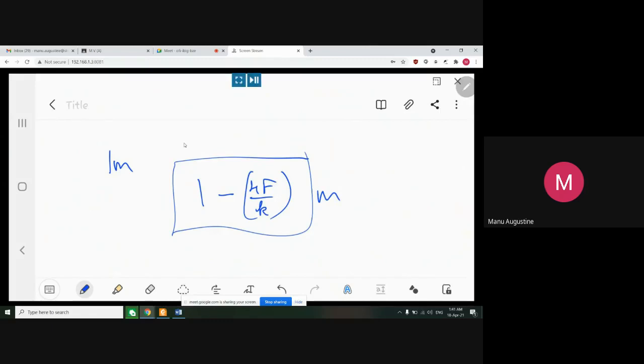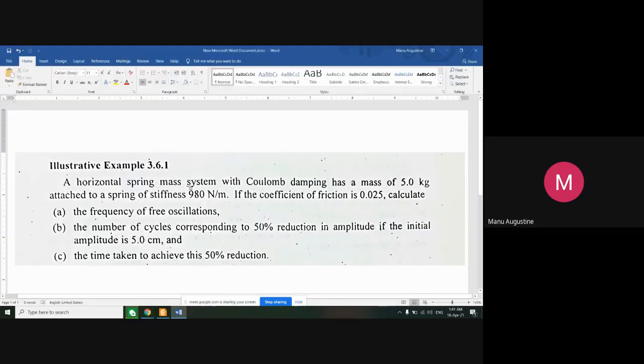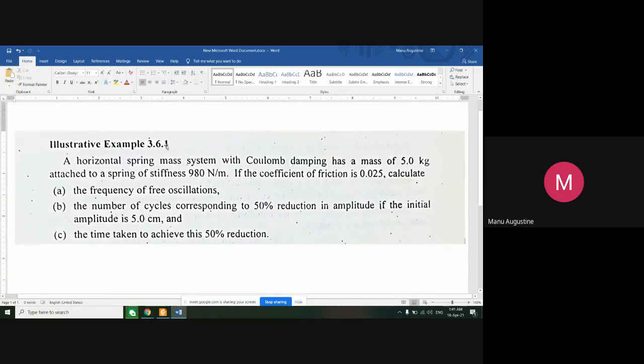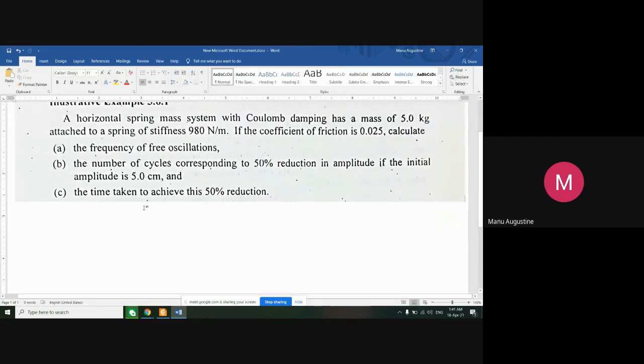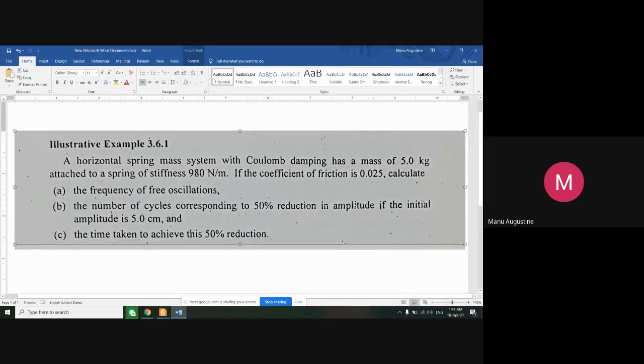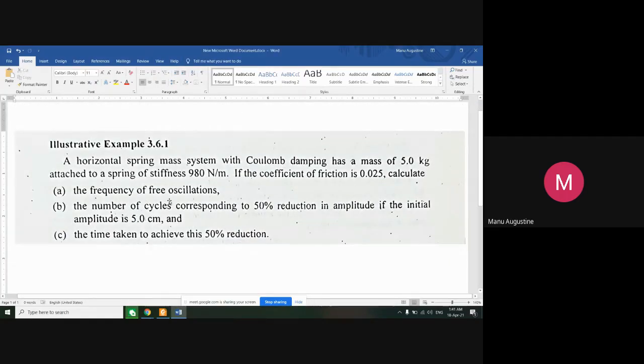Now let us quickly do a numerical. This is illustrative example number 3.6.1 फ्रॉम द टेक्स्ट बुक ऑफ जीके ग्रोवर. जीके ग्रोवर के टेक्स्ट बुक में से लिया गया है ये. And if you possess the book physically, it should be on page number 85. पेज 85 पे मिलना चाहिए. Otherwise, for those who do not have the book, you can read it from here.